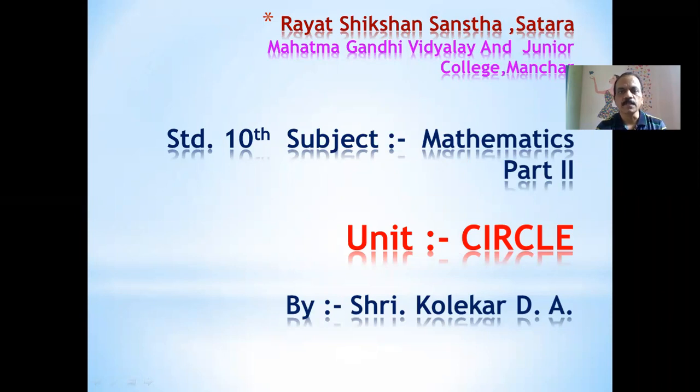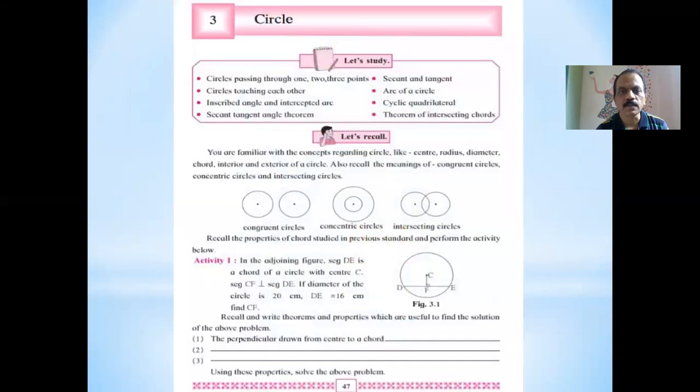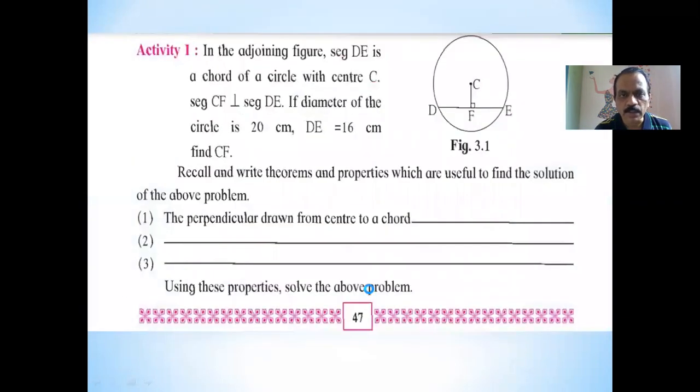Now we see the third chapter in your syllabus, which is Circle. We start the circle chapter, in which we see some of the concepts related to the circle. The third chapter is Circle, in which we study circles passing through one, two, or three points, and now the secant and the tangent. Here we discuss the differences between them.